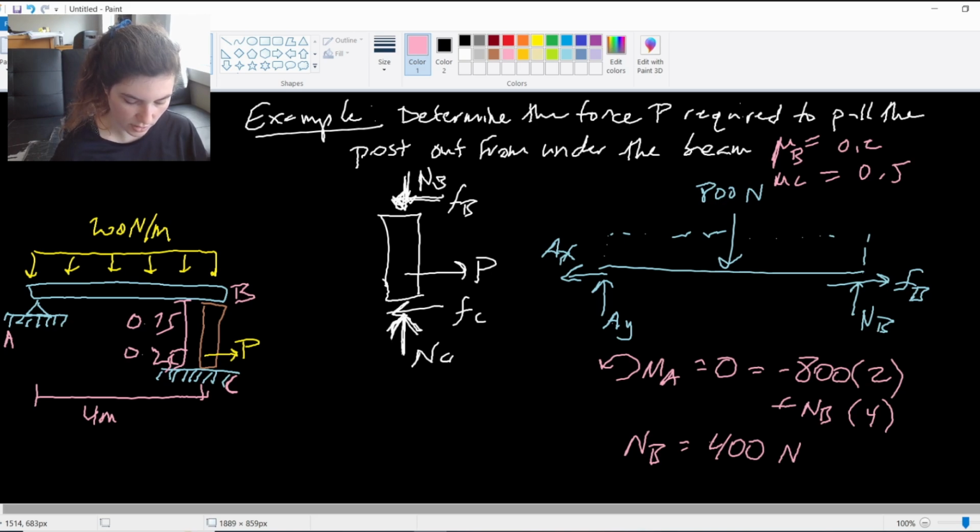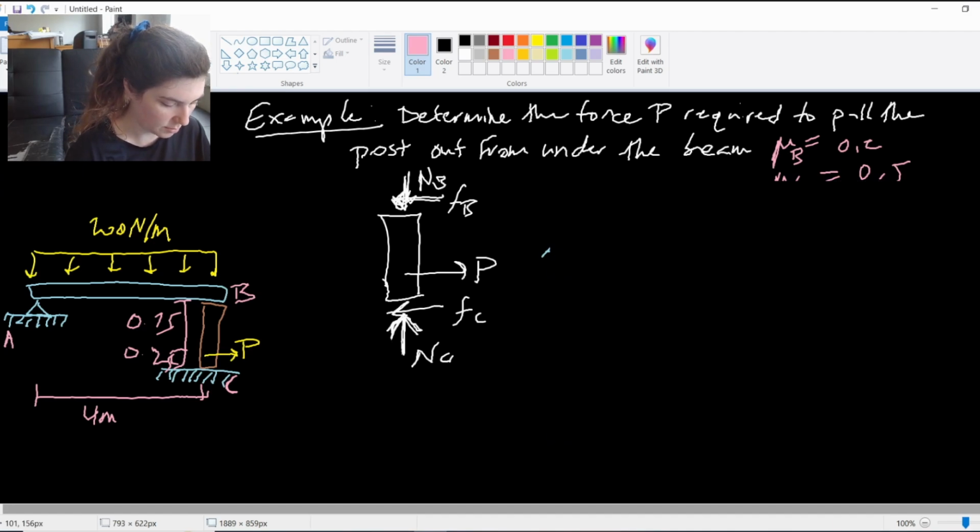400 newtons. And we could see this by symmetry as well, right? We didn't have to take a moment. We could say, okay, this is distributed evenly throughout the beam, so AY and NB are going to be the exact same. By symmetry, they're going to be 400. They each take half of the load.